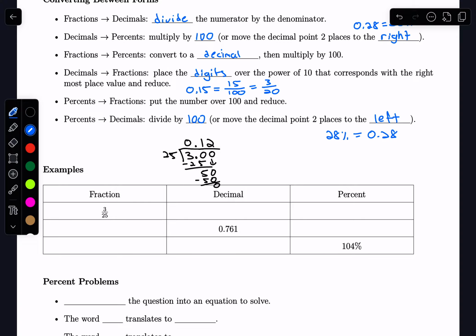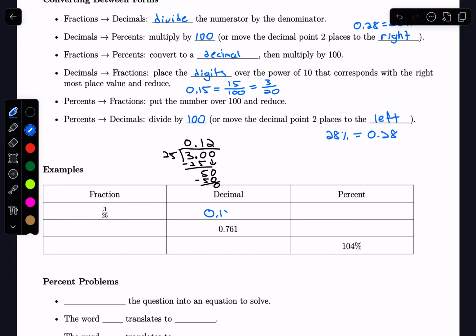So to turn it into a decimal, all I did was actually do the division, which of course you could use a calculator for, and we will be using calculators for a lot of this lesson. Now, to turn that decimal into a percent is super easy. All we do is move the decimal place 2 spots to the right, which is the same as multiplying by 100. So 0.12 becomes 12 when we multiply by 100, and that is 12% now.